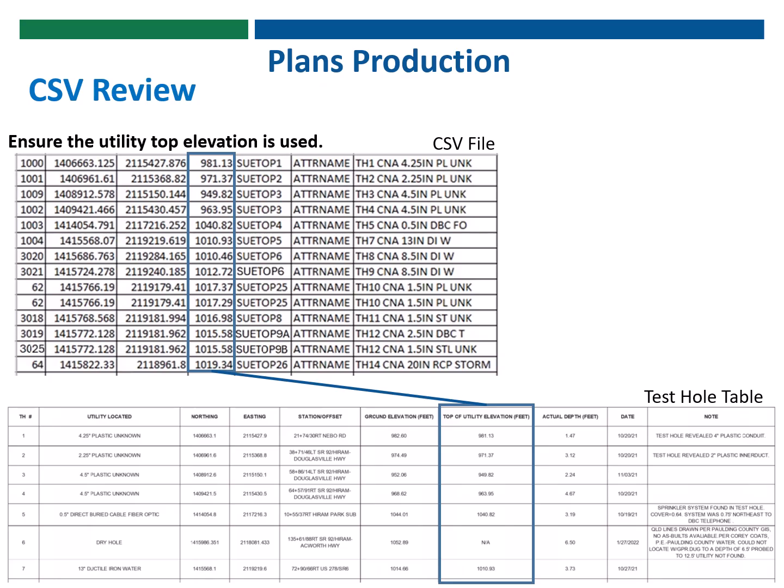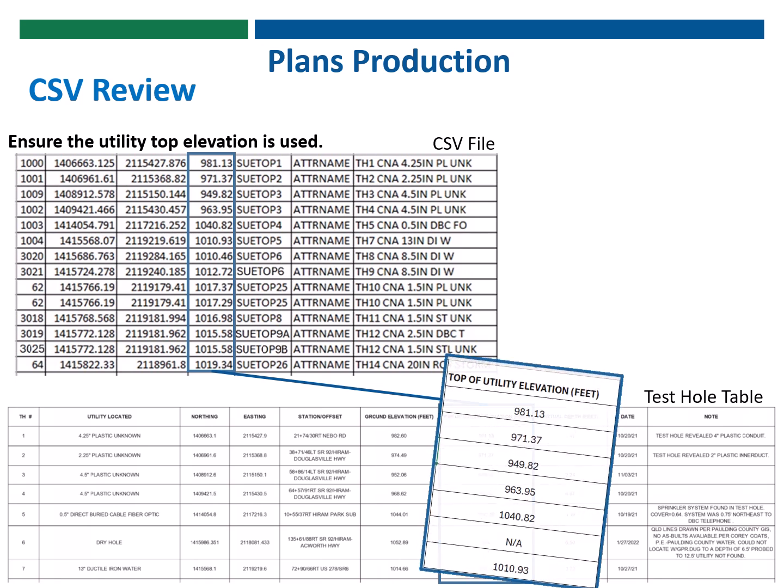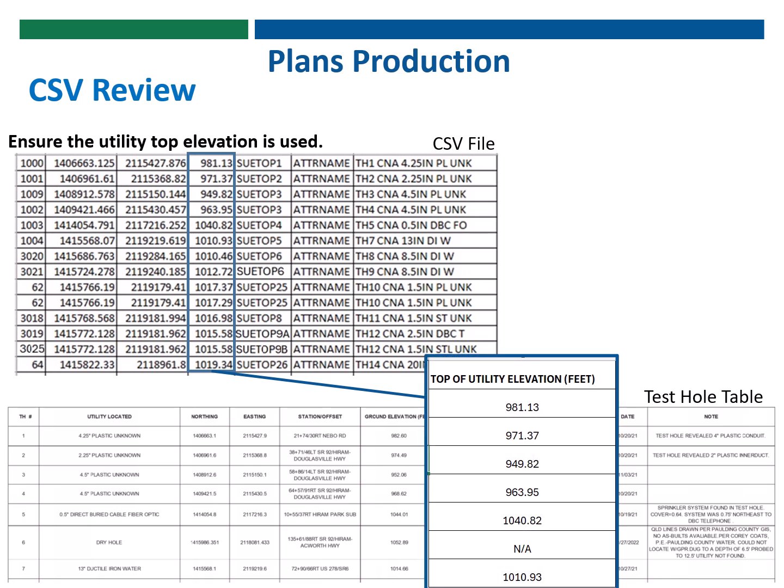The CSV file, as I stated earlier, will have the utilities and the top elevation of each utility. The reason for this is when the designer receives this CSV file, they will be using this file to plot the utilities on the drainage profiles. So please ensure that you use the top of the utility elevation, not the ground grade elevation, in the CSV file.